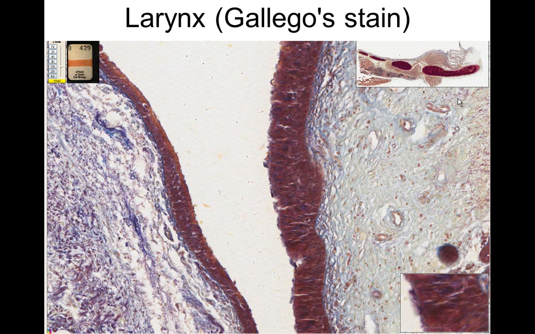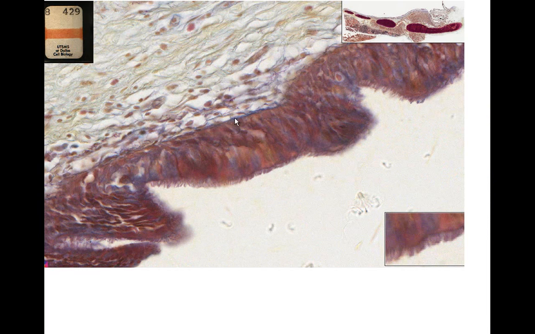Here another one, we can see this is a false vocal cord, true vocal cords in through there. This is a false vocal cord, stratified squamous epithelium, as opposed to ciliated epithelium. Here we can see the ciliated epithelium a little better, see the cilia and the basal bodies in through there.